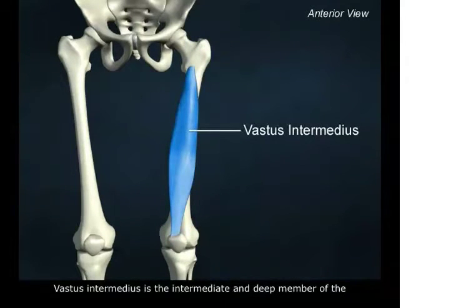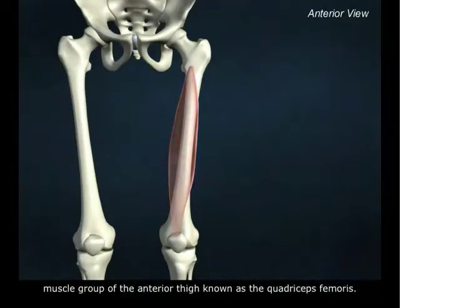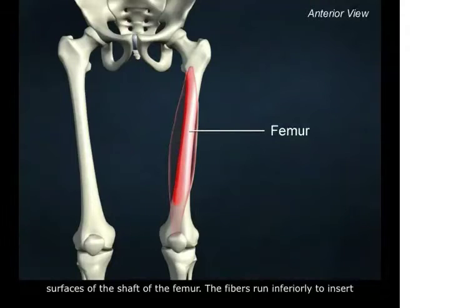Vastus intermedius is the intermediate and deep member of the muscle group of the anterior thigh known as the quadriceps femoris. The origins of vastus intermedius are from the anterior and lateral surfaces of the shaft of the femur.